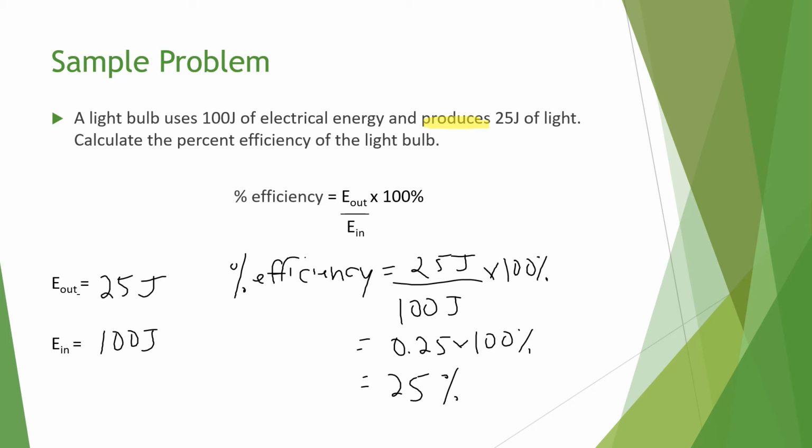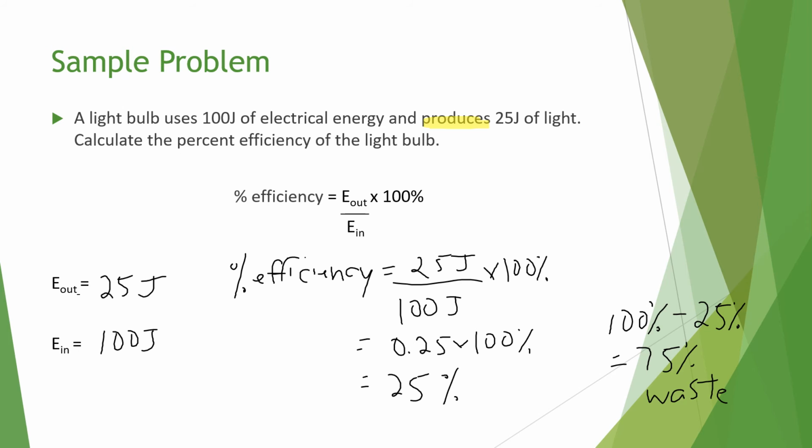So now I just want to do one extra step where we calculate the waste energy. We know 100% efficient is 100. So if we subtract the 25% efficiency of this light bulb, we get 75% waste. So that means that in order for this light bulb to work, when we compare how much in versus how much out, 75% of the energy is being wasted, and it's only 25% efficient.